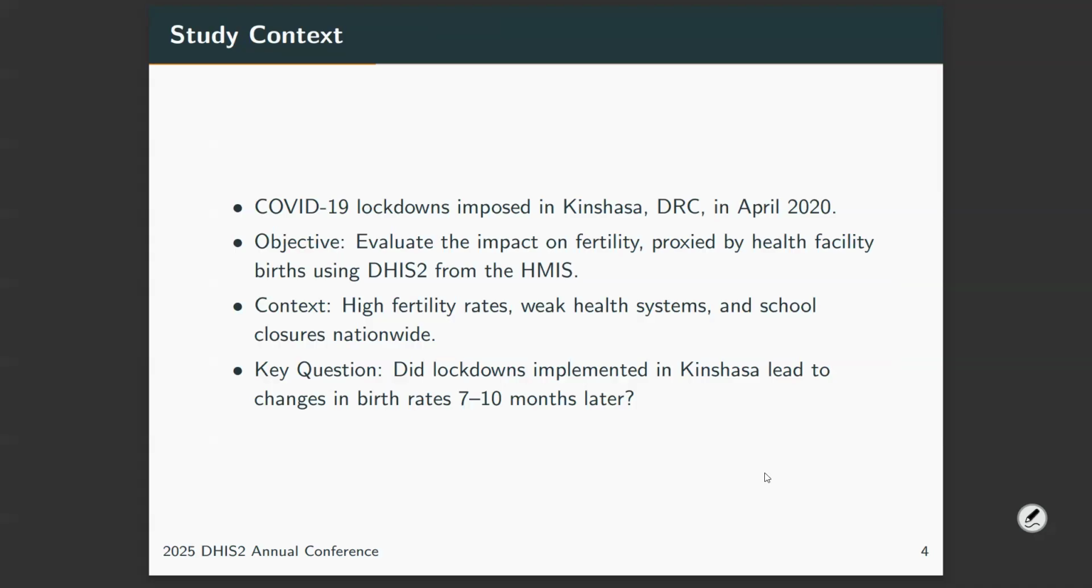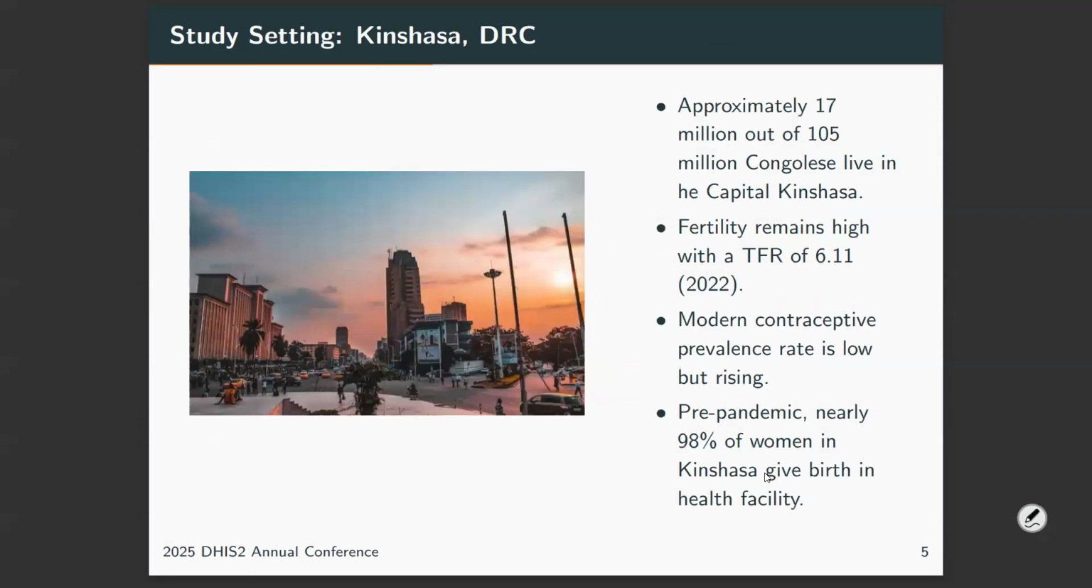The one question that never really got answered is what happened to subsequent fertility, right? We would expect these short-term declines in early 2020, but what was the implication of that on fertility in the long run? And so that's where this paper comes in. Because we had the data, we were thinking, if fertility were to be affected, would we see it in DHIS2? Would we have some ability to pick up on these changes in fertility, basically 7 to 10 months later?